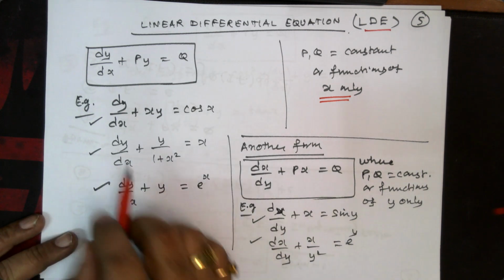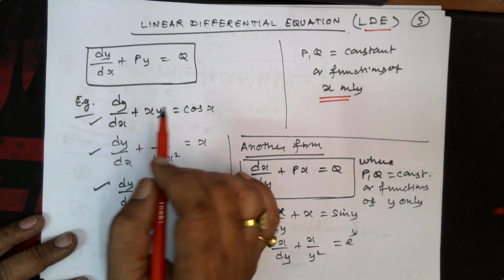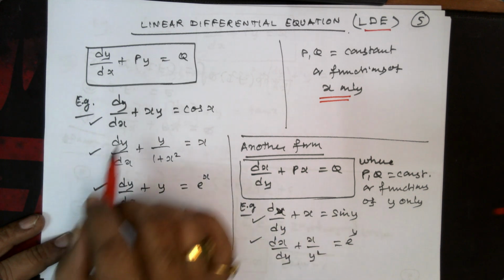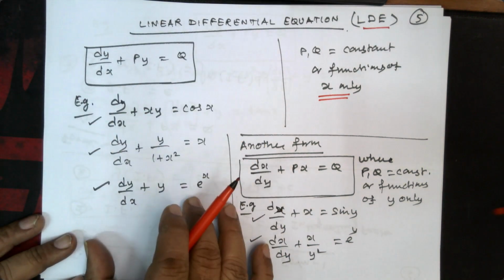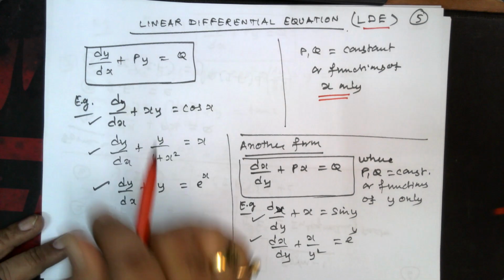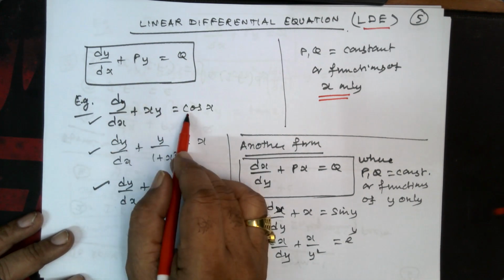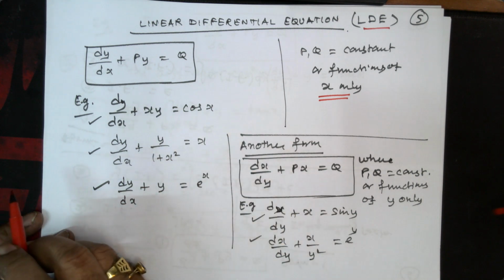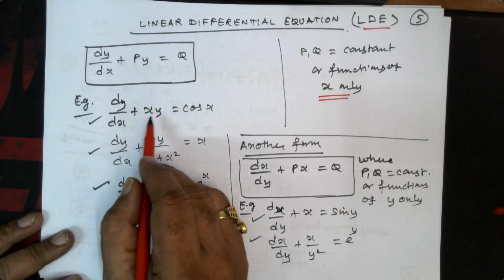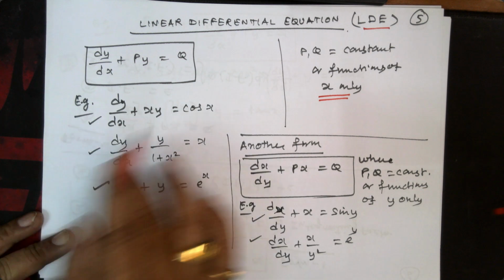Now, dy by dx, let me explain with an example. What are the different types of equations adopting this form? dy by dx plus xy is equal to cos x. Now what is p here? x. What is q? cos x.